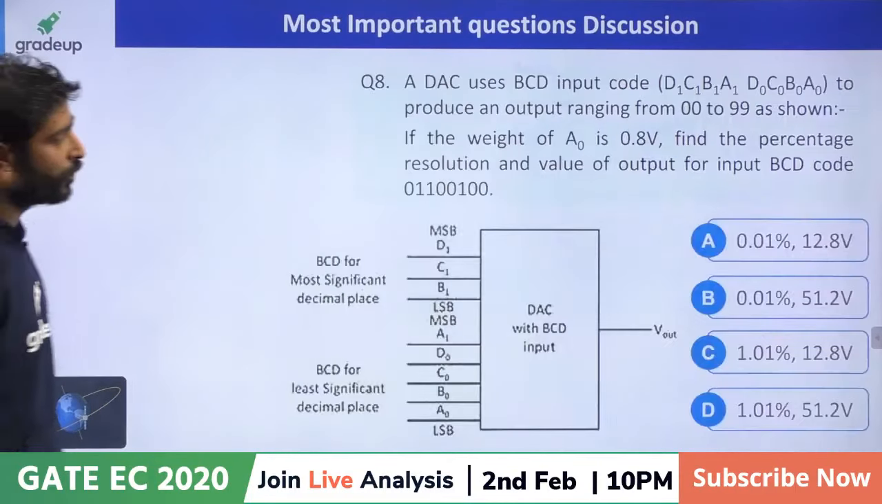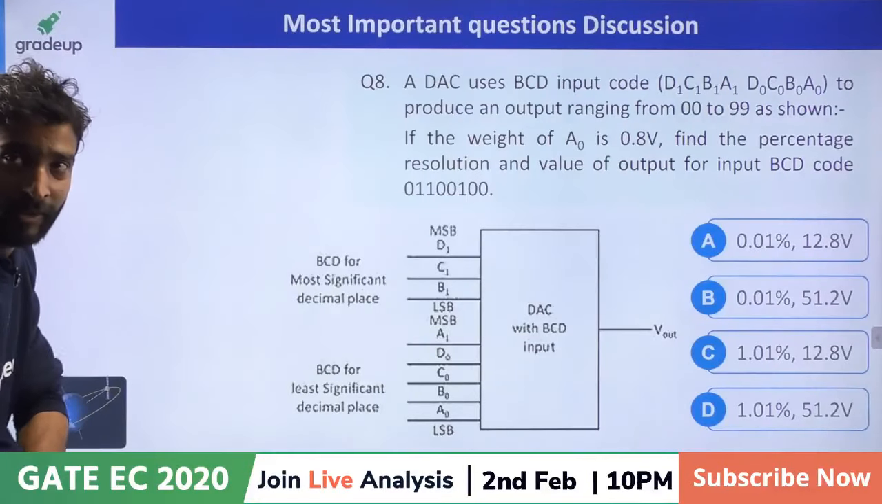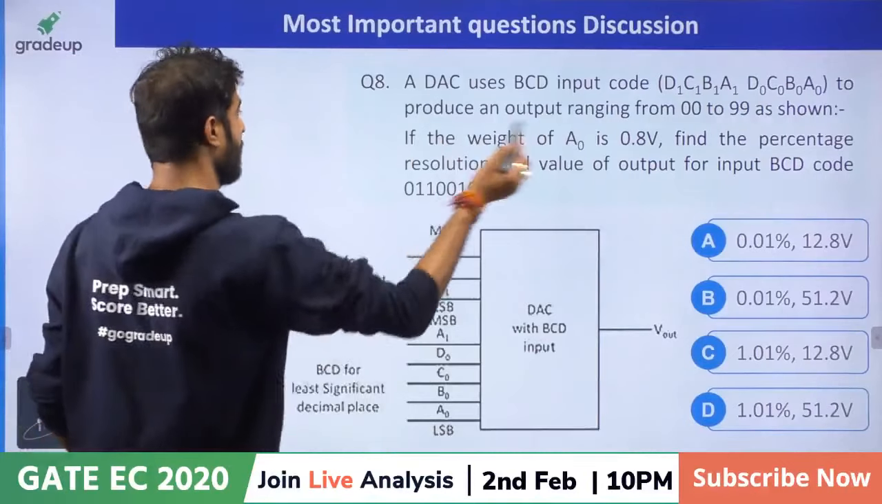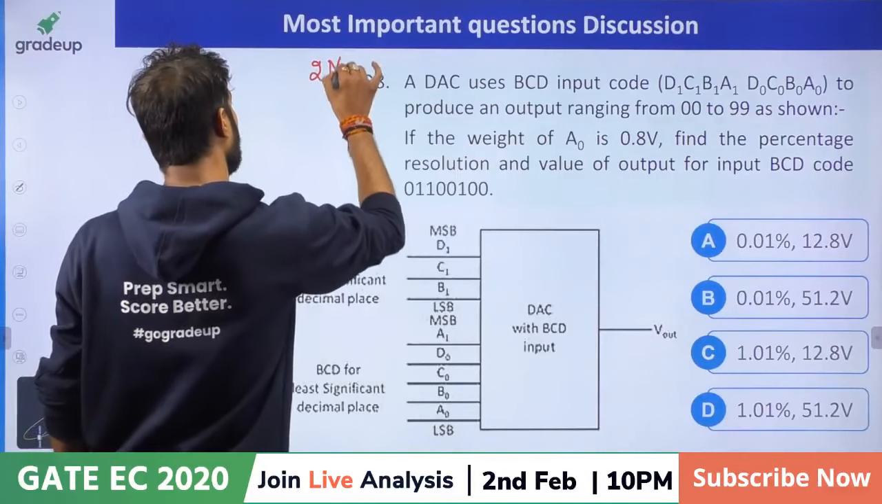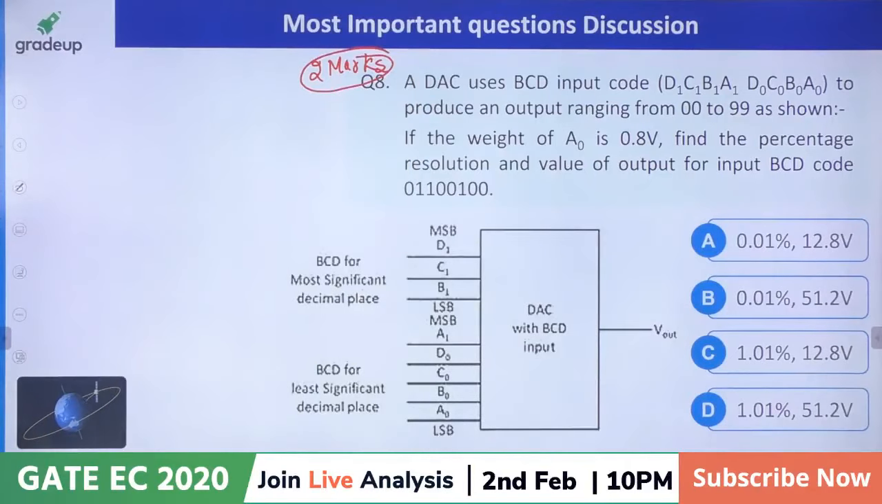For the next question in front of you, can anybody give me the answer for this question? Right? If I'll give you this question as a gate, then it will be for the 2 marks. That will be for the 2 marks question, right?